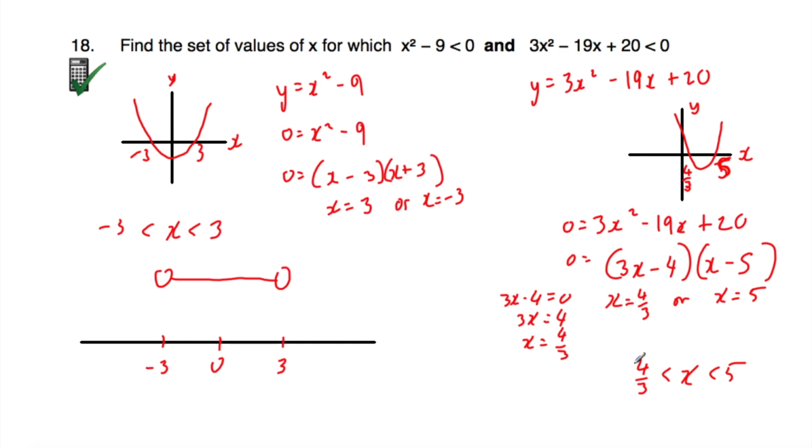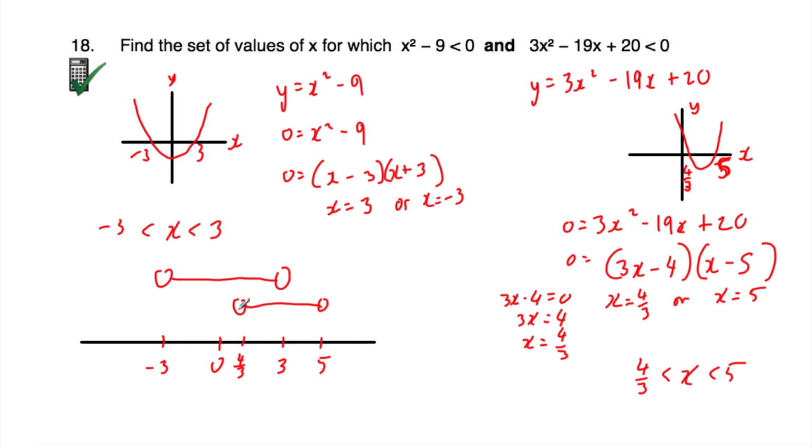Okay, now let's look at the next one. x is between 4/3 and 5. So 4/3, that's 1.333 and so on. So 4/3 would be here somewhere, 4/3 there, and 5, that'd be there, and it'd be hollow circles there and there. And let's join them up.